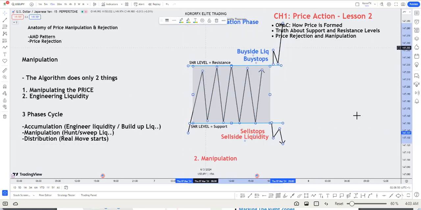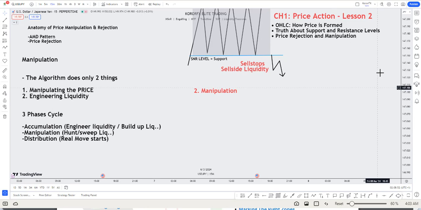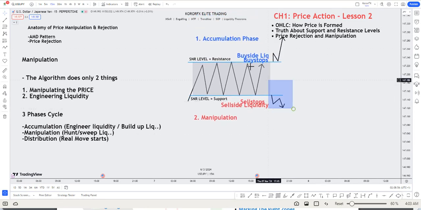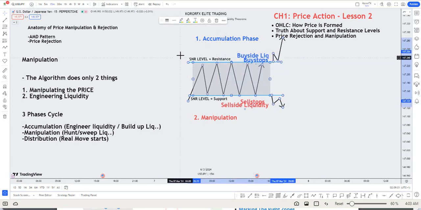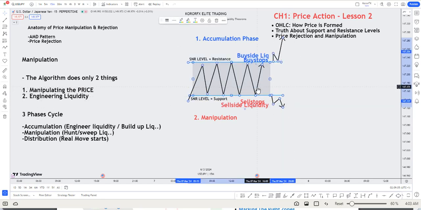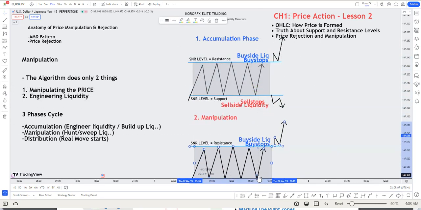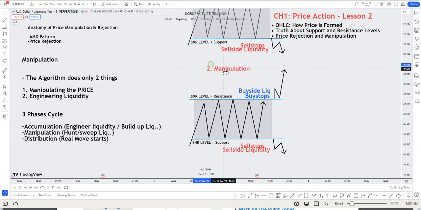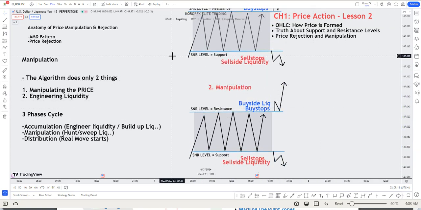So after building liquidity, the second thing that's next is taking liquidity. Okay, after they build the liquidity, they have to collect the liquidity. Then after they collect the liquidity, the price distributes and moves. Okay, so the logic behind the manipulation is here, guys.